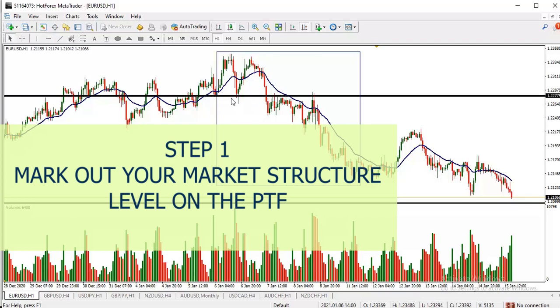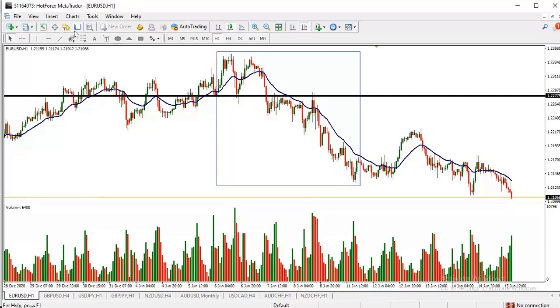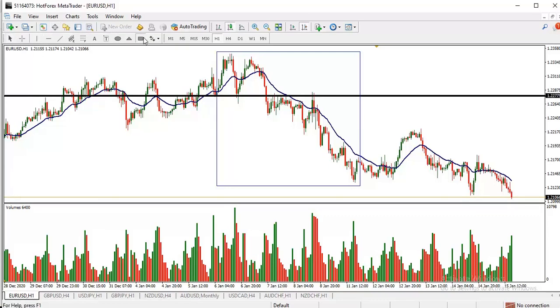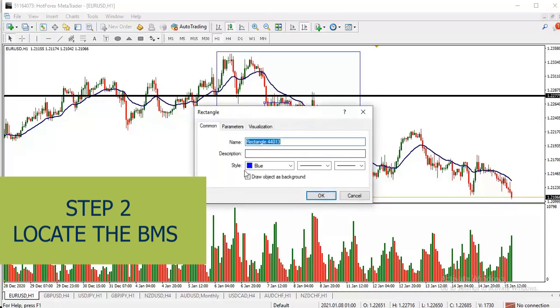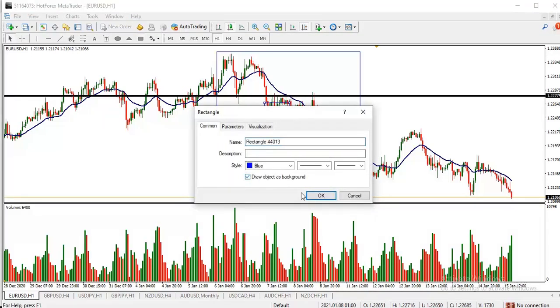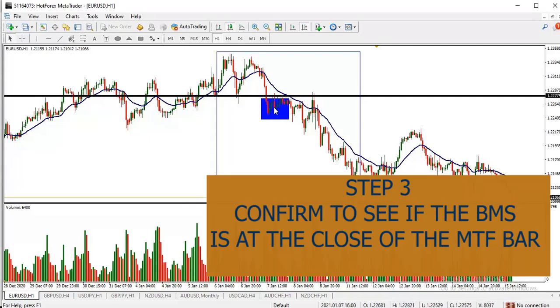Good. Now, the next thing we want to look for is a break of the market structure. Now we have the break of market structure here. This was where market structure broke. Remember, we make use of the word close and not the wick for the break of market structure. Now price closes below this particular market structure level at the close of the daily time frame, which is the main time frame. So we go to the daily time frame.